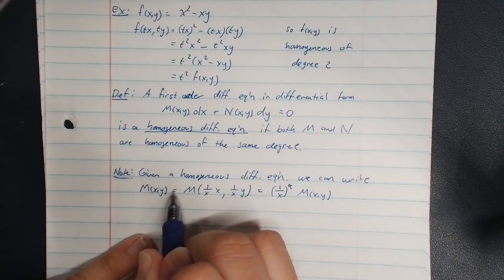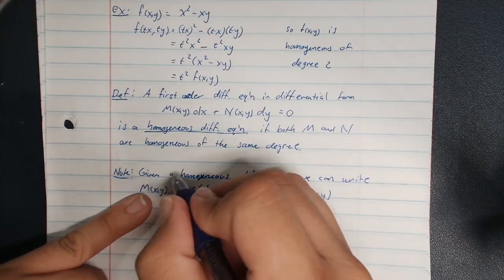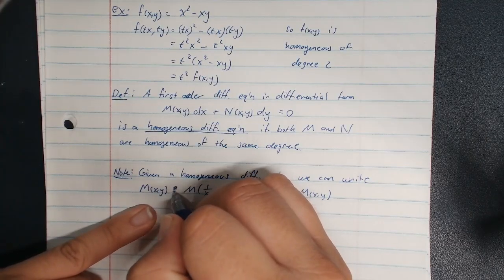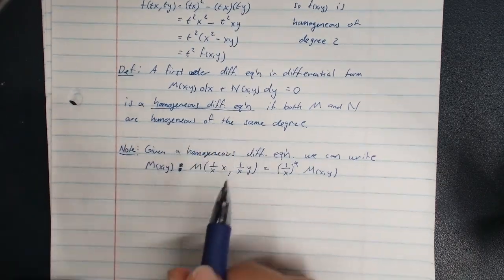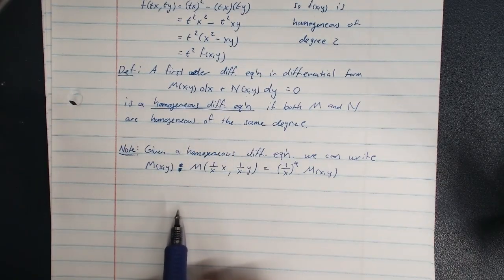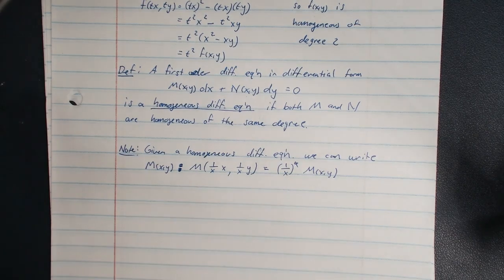I should not have written an equal sign here. These are equal, but these are not. So here I'll just put a little colon. Speaking of this one, this equals this, yeah. Some bad notation on my part there. Okay, so that's going to be 1 over x^alpha times m of x comma y.